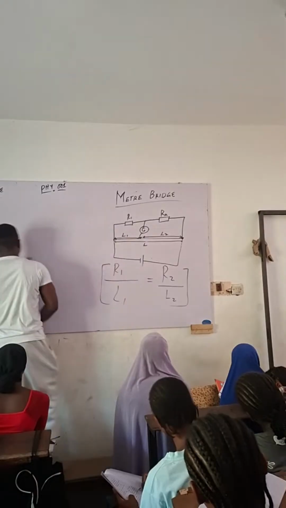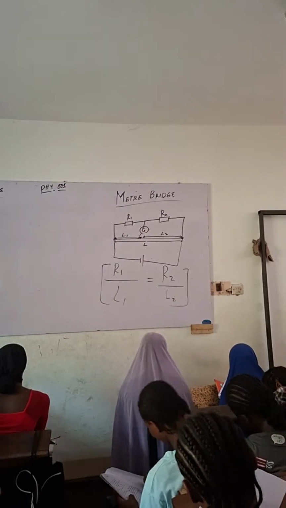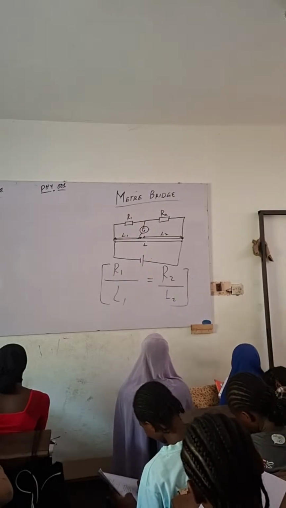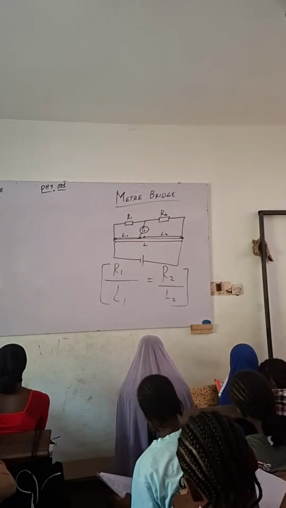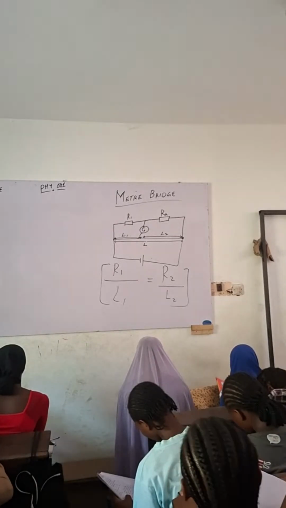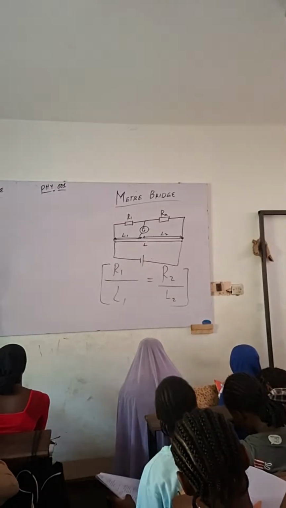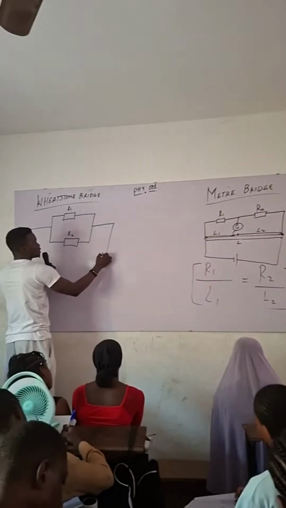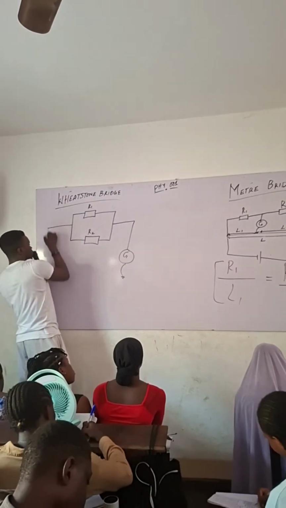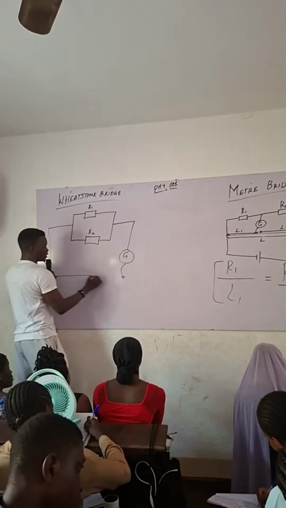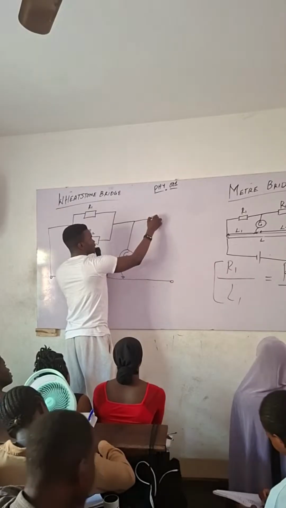So the next thing is, they could have done it this way. R1, R2, galvanometer, the pointer, the wire of a particular cross-section area, then RS.